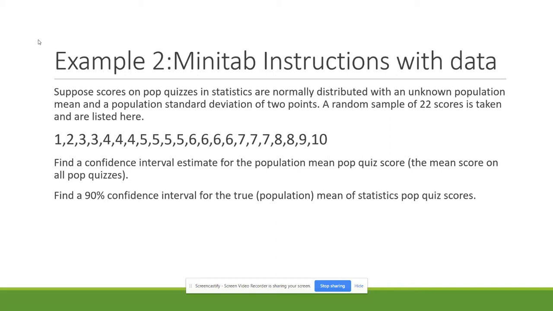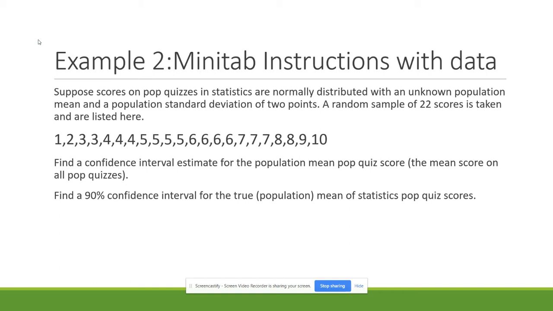So in example one, we saw when you're given sample statistics. Example two is different because I'm actually given the sample data and I need to run the confidence interval with it. So suppose scores on pop quizzes in statistics are normally distributed with an unknown population mean and a population standard deviation of 2 points. A random sample of 22 scores is taken and they're listed here.